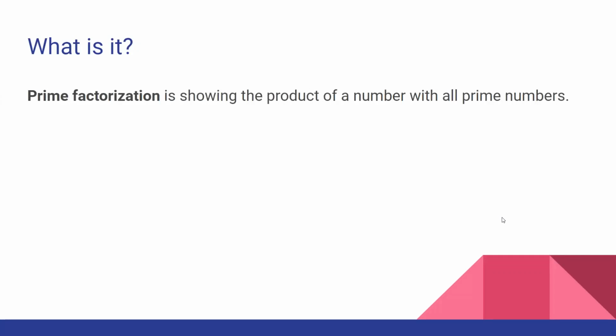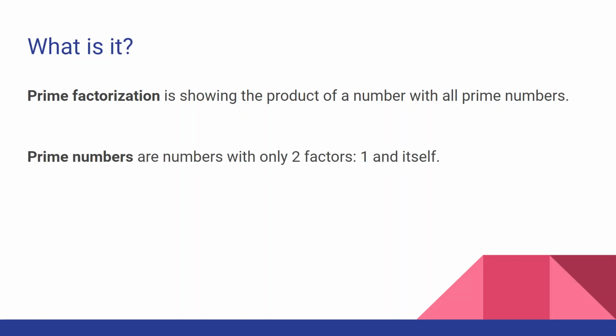So what is prime factorization? Well, prime factorization is showing the product of a number with all prime numbers. What are prime numbers? Prime numbers are numbers with only two factors, 1 and itself. For example, take the number 3. 3 is a prime number because the only factors it has are 1 and 3.